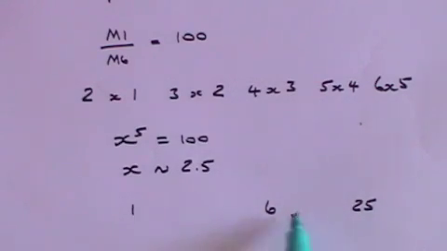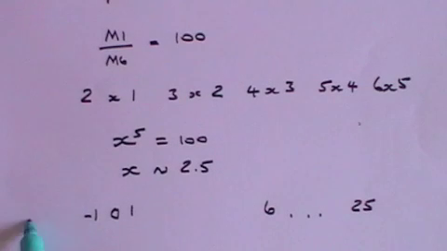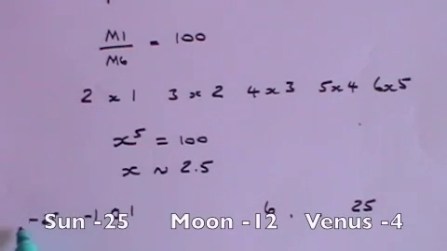And every integral jump, so 6 to 7 or 7 to 8, you are going approximately 2.5 times dimmer. The scale also gets extended in this direction up to 0 and then -1, and in fact it goes all the way up to -25 and beyond. The Sun, for example, is beyond -25, somewhere here. The Moon is -12. Venus is -4.